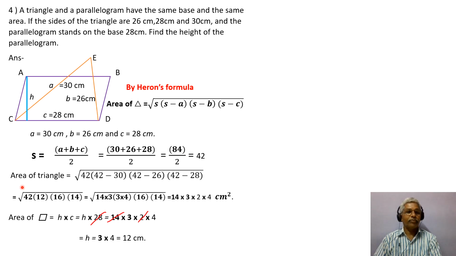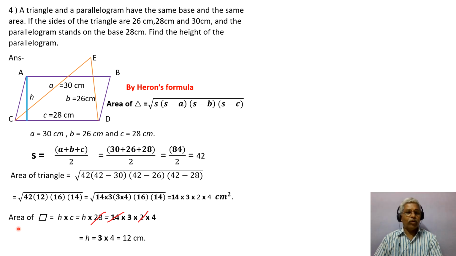So substitute. Area of triangle equals root of 42 into 42 minus 30 into 42 minus 26 into 42 minus 28. So that comes out to be equal to root of 42 into 12 into 16 into 14. So I'm splitting all this. 42 is written as 14 into 3 into 3 into 4 into 16 into 14. So 14 is out here, 3 is out, now this is 2 and this is 4.